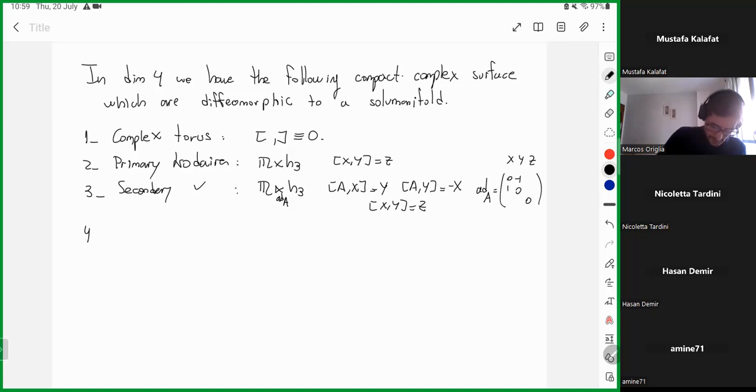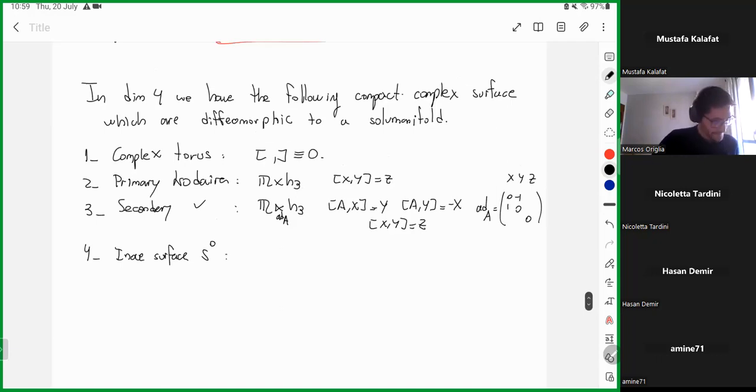Number 4 is an Inoue surface of type S zero, sorry. And the Lie algebra can be described as R acting on R3. Sorry, this is the Lie algebra, right? In R3, and the action in this case of the guy acting from the left is just by a complex block.